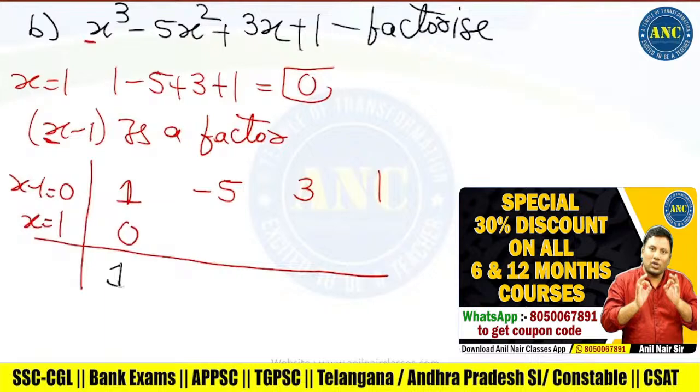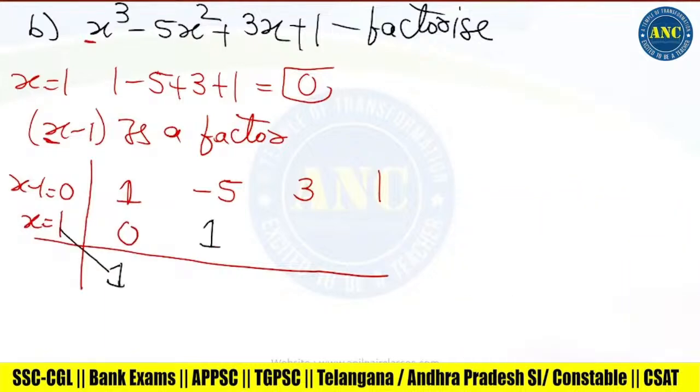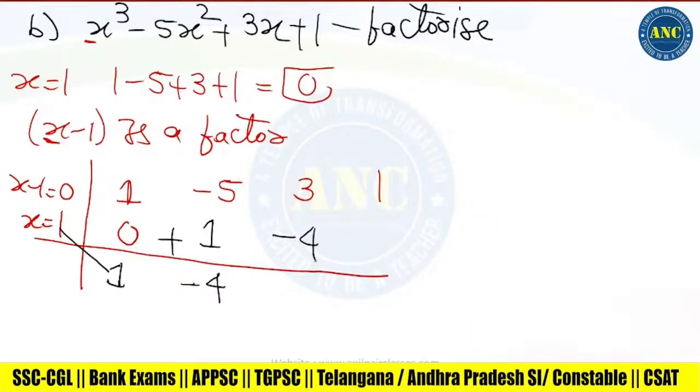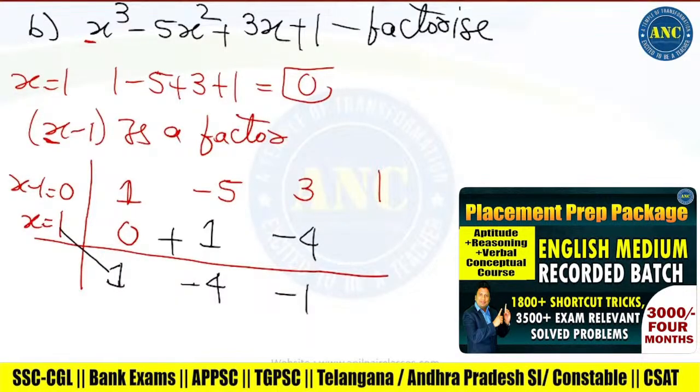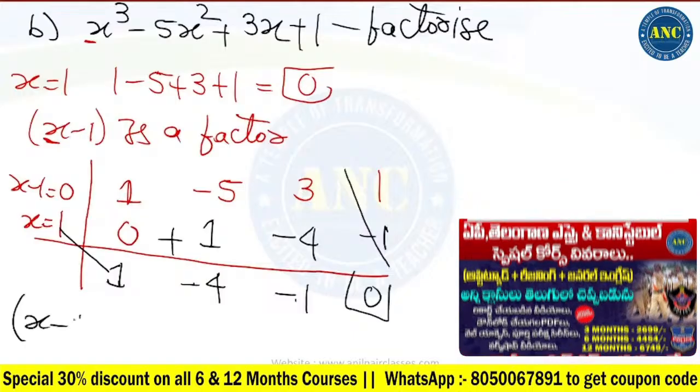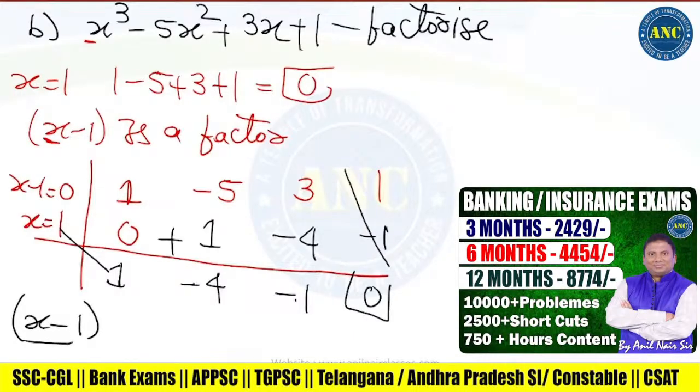1 plus 0, 1. Cross multiply. 1 ones are 1. Add it. Minus 5 plus 1, minus 4. Cross multiply. Minus 4. 3 minus 4, minus 1. Minus 1 into 1, minus 1. 1 minus 1, 0. That means x minus 1 is a factor. Degree is 3, I got degree 1.